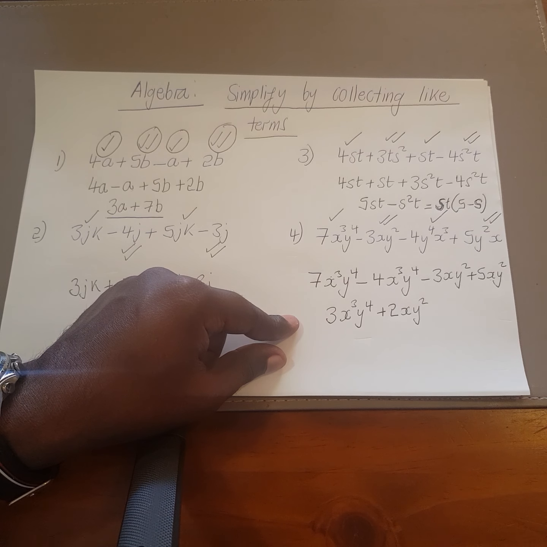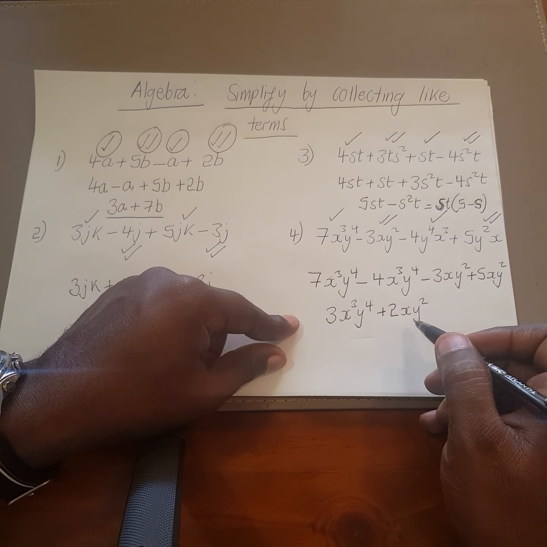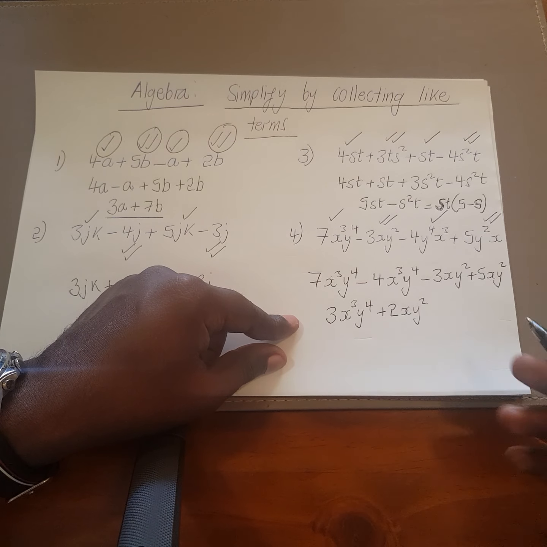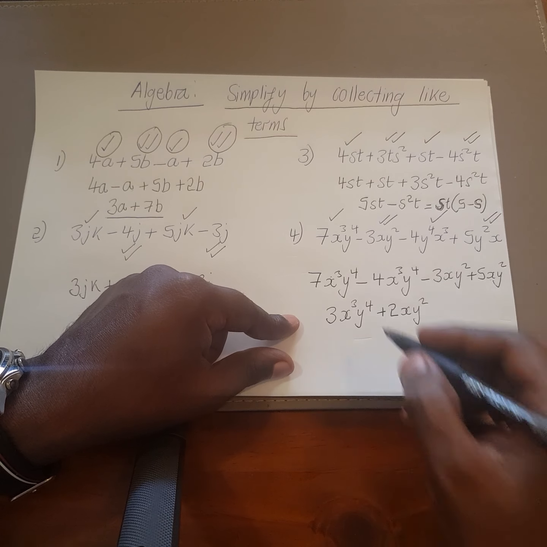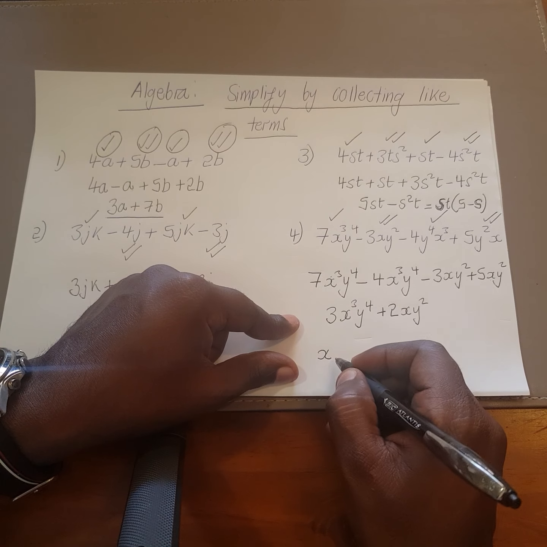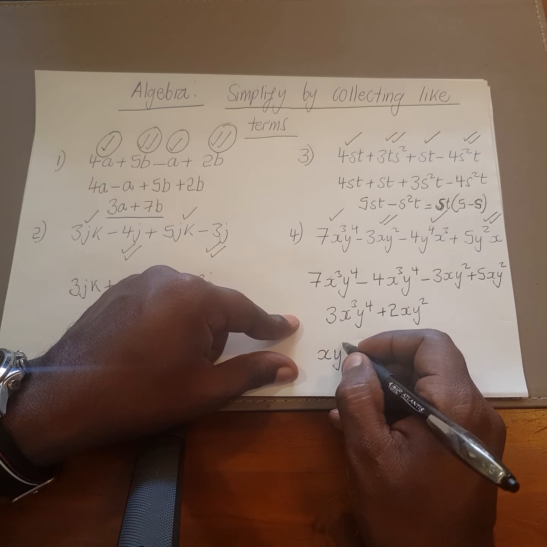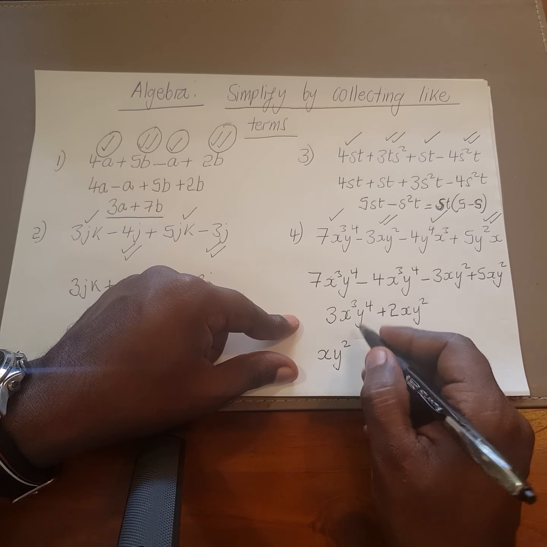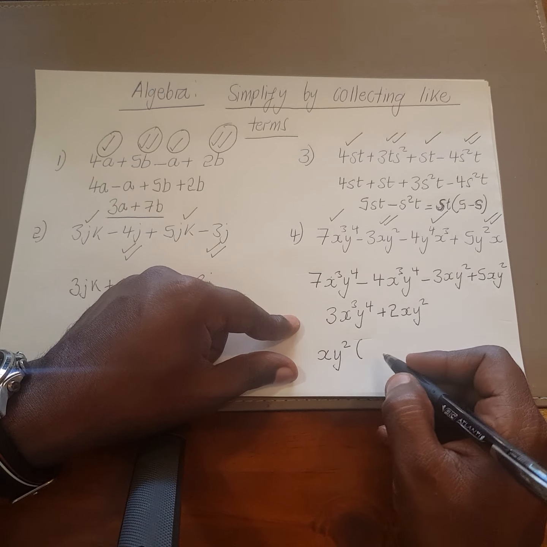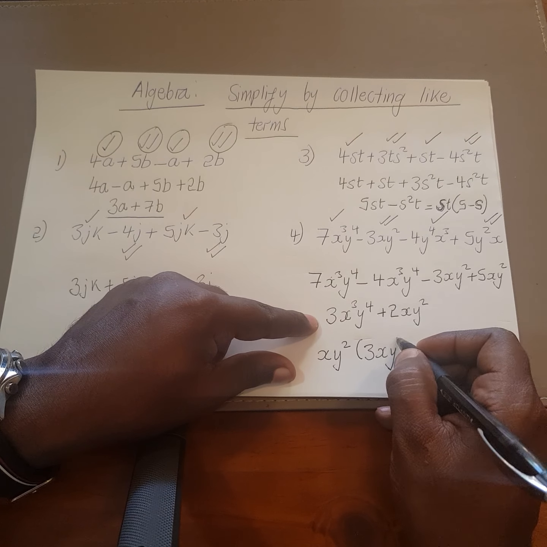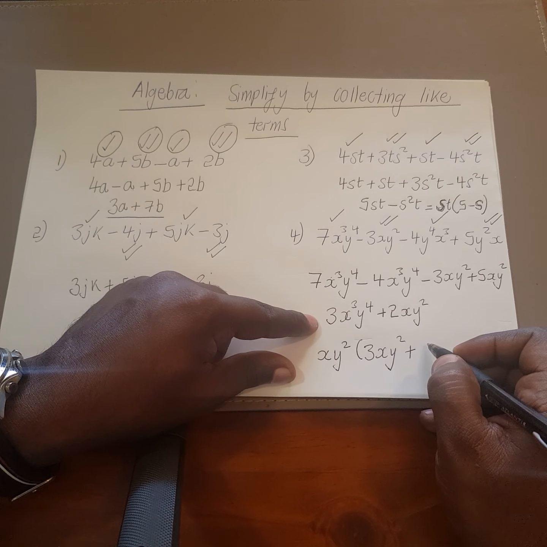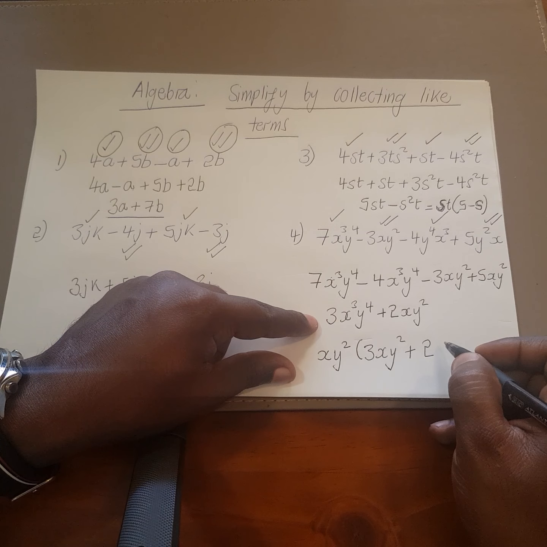And again, you can further simplify it. You can further factorize it because you can see x and y are common in this question here. So you could simplify that and that will become xy to the power 2 because x is common here and y to the power 2. And then you open your brackets. That's going to be 3xy to the power 2 plus 2. And that's what you're going to be getting here.